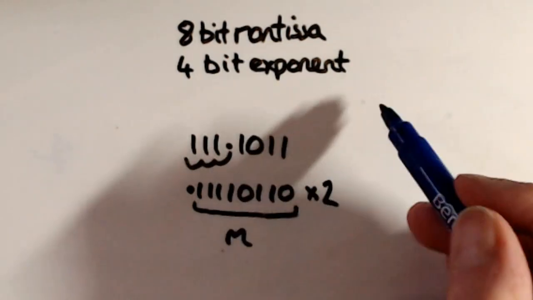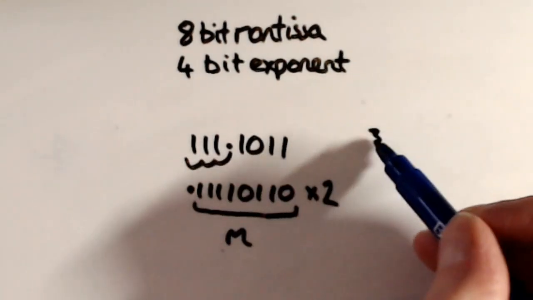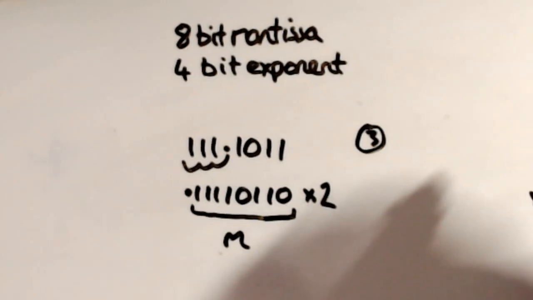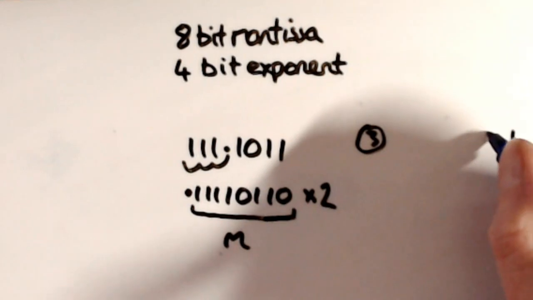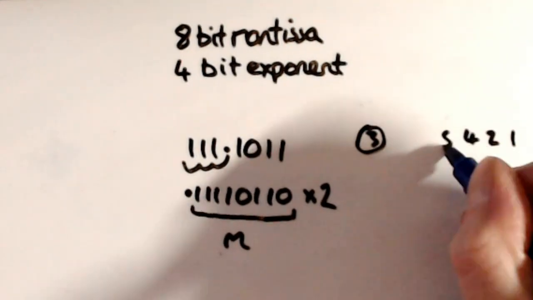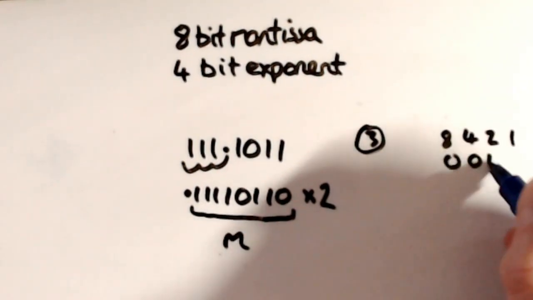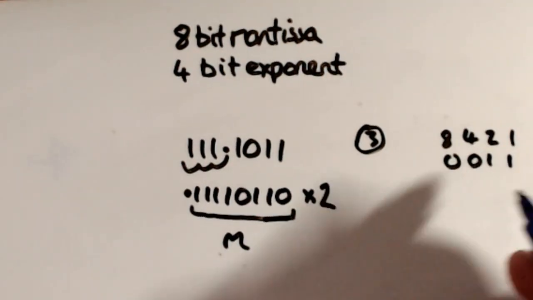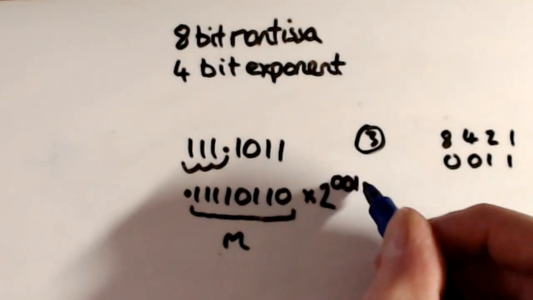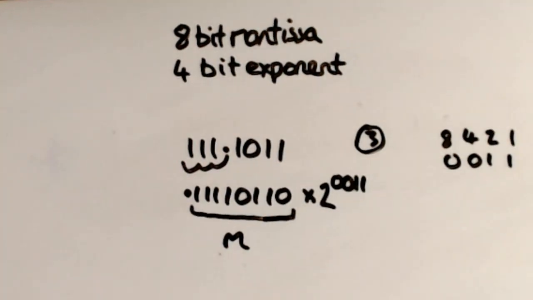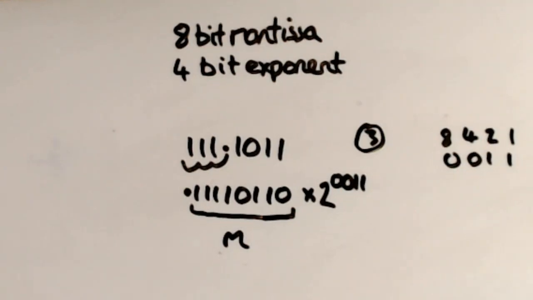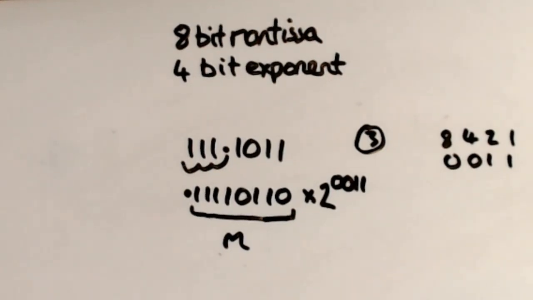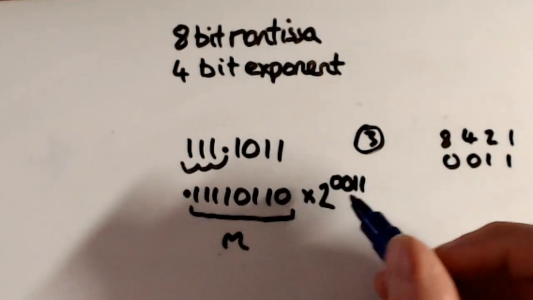Now, this was moved 3 times, okay? So we need to think about representing 3 using binary. Now, it has to be 4 bits, so again, 1, 2, 4, 8, a 3 is a 0, 0, 1, 1. Okay, so that represents 3. So that's 0, 0, 1, 1. And that's your exponent. Okay, so that's the first wee question done for you. Right, so we'll move on to the next one.